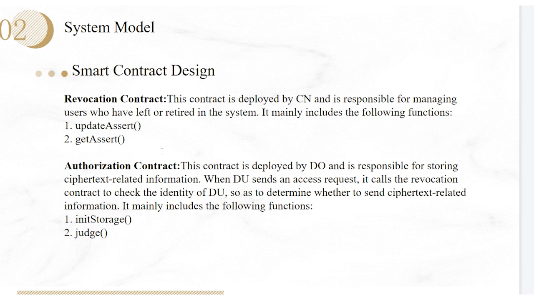Revocation contract. This contract is deployed by consensus nodes and is responsible for managing users who have left or retired in the system. It mainly includes the following functions. First, update assert. Second, get assert.